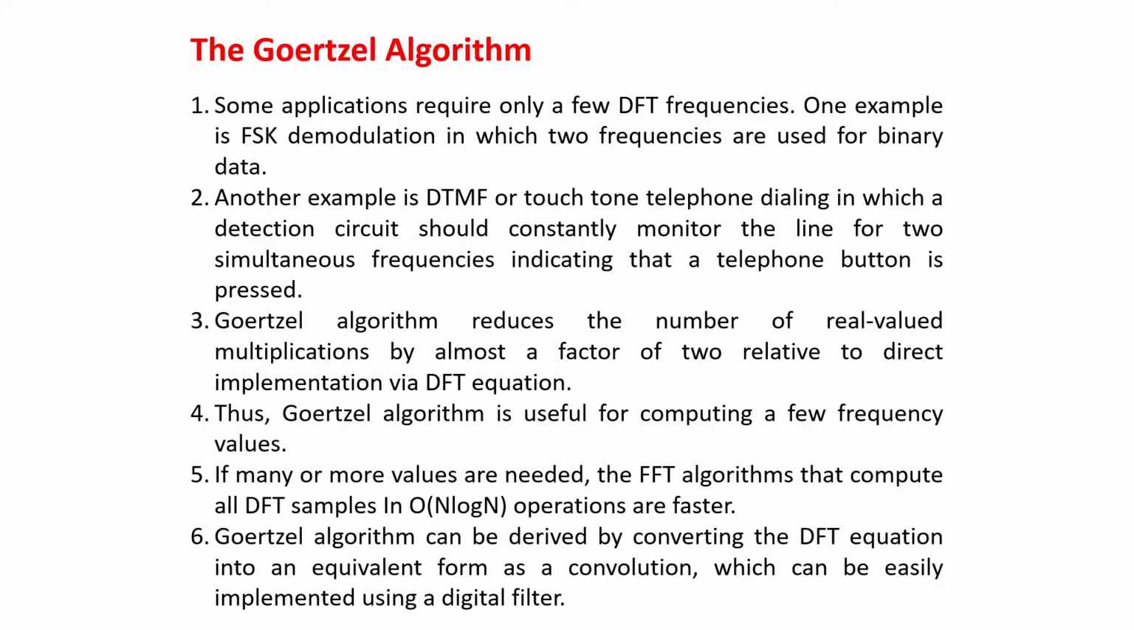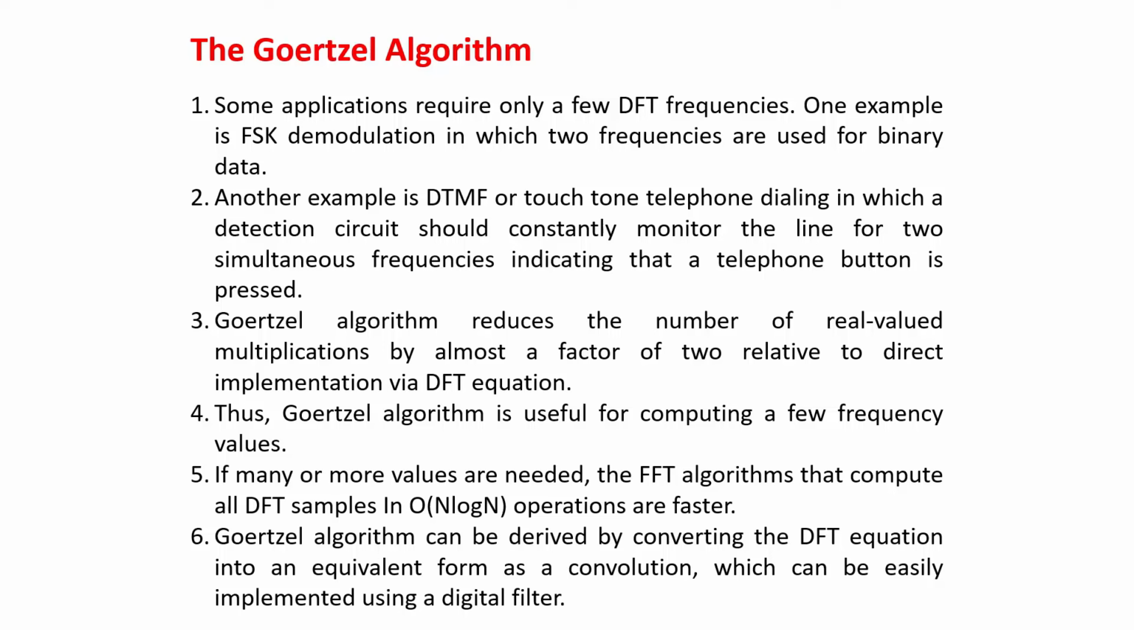In some applications, you require only a few DFT frequencies, and one application is the frequency shift keying demodulation, in which two frequencies will be used to represent 0 or 1, meaning 0 will be represented by one frequency and 1 will be represented by the other frequency. Now at the receiver side, you have to demodulate the bit stream, which is coming in the form of frequencies.